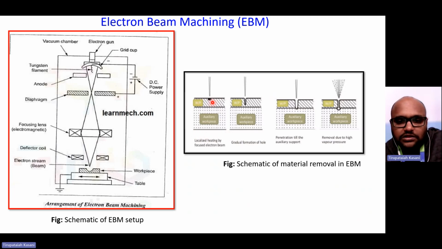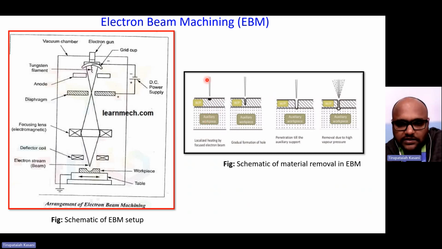If I keep this workpiece directly over the table, then the table may get damaged due to the electron beam penetration, meaning the table may get melted. When a through hole is made, some amount of electron beam energy penetrates into the table also. That is the reason why, to protect the table, we keep another workpiece called the auxiliary workpiece in between the workpiece and the table.